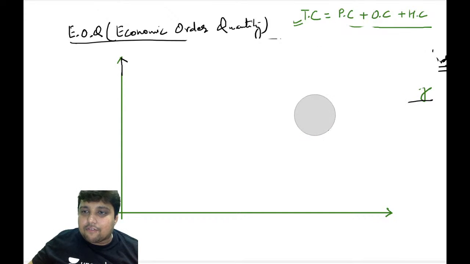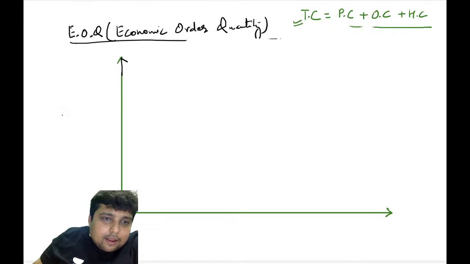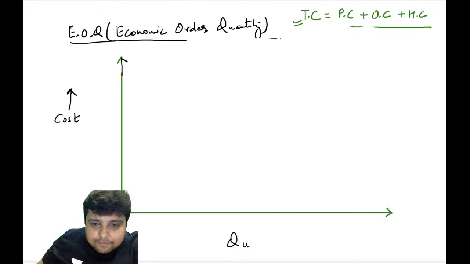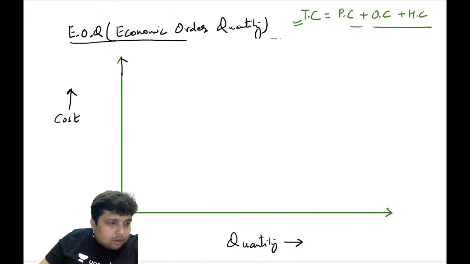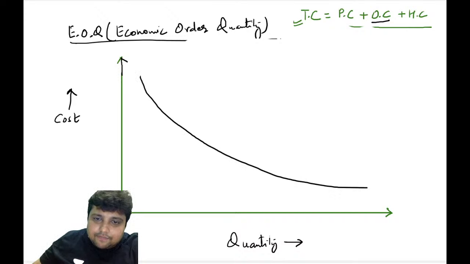So with that I am going to draw a graph. Let's say I plot cost in this axis and quantity in this axis. सुनते चलिएगा, cost in this axis, quantity in this axis. Now what will happen if I draw the graph of ordering cost? I know that on increasing the lot size, ordering cost will decrease. On increasing the lot size, एक बार में अगर ज्यादा मंगा लिया, if the quantity has increased, then the ordering cost will decrease.